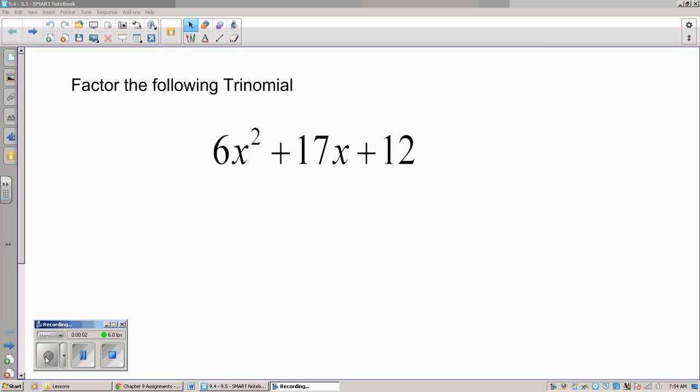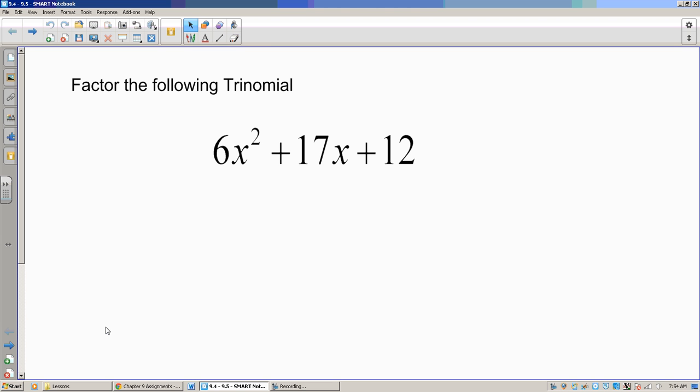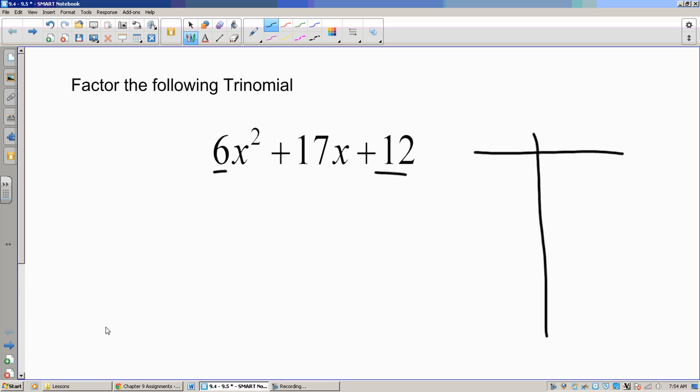Okay, so we're factoring the trinomial here. We're multiplying to 6 times 12, our A times our C. A in this case is 6. Our C is 12. So we're doing 6 times 12, and we're adding to 17. So 6 times 12 is 72. And B in this case is 17.